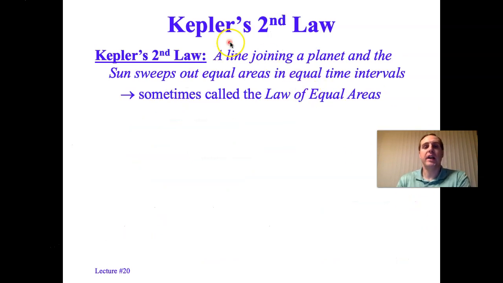How about Kepler's second law? Kepler's second law tells us a line joining a planet and the Sun sweeps out equal areas in equal time intervals, sometimes called the law of equal areas.